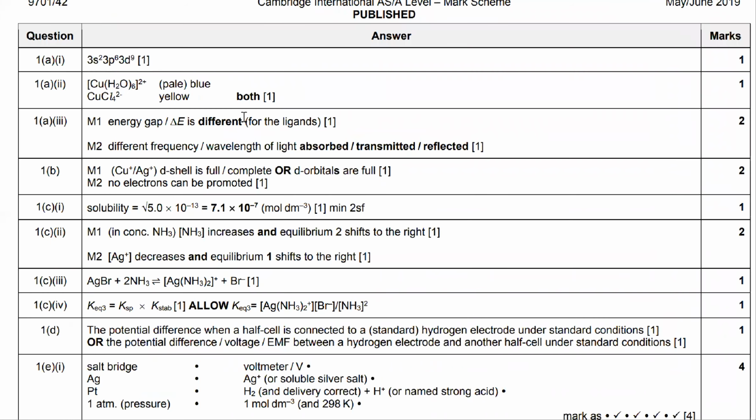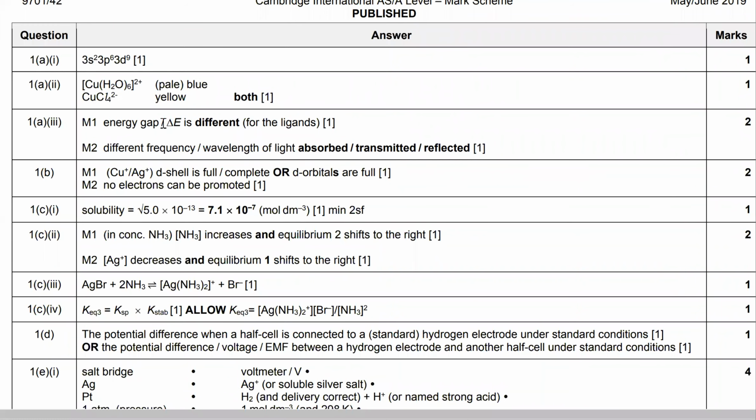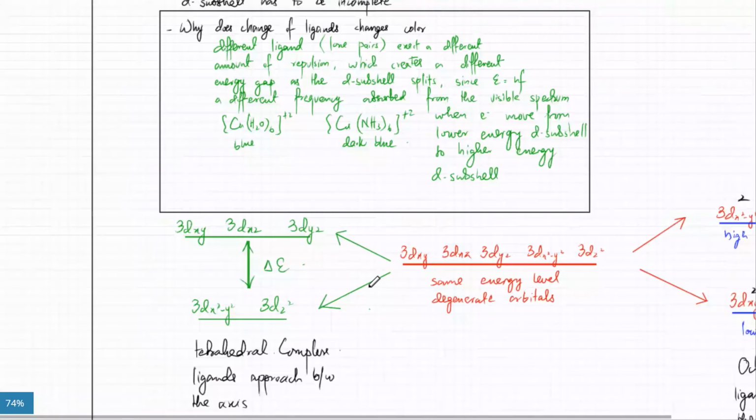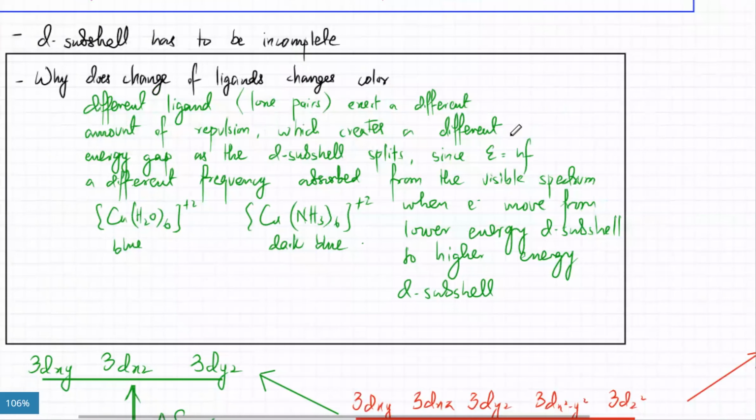They just gave you 2 marks for this: that delta E is different. So you had to write a short answer. We wrote the full explanation. It could have been a 4-mark question, so you would give all the details, but this was just a 2-mark question. The delta E is different, the energy gap is different, and they didn't ask for the reason. And a different frequency or wavelength is absorbed or transmitted, which I think we did not write. We didn't write that since E is equal to hf, a different frequency is absorbed. So that's the full complete answer if it's a 3-4 mark question, but over here it was just a 2-mark question, so they were just looking for 2 points.